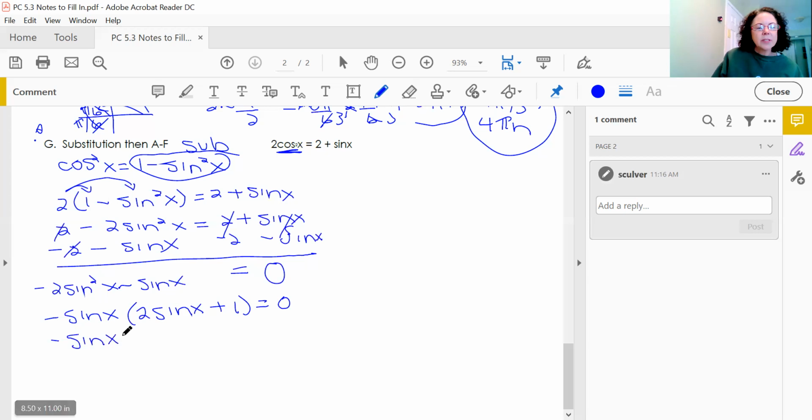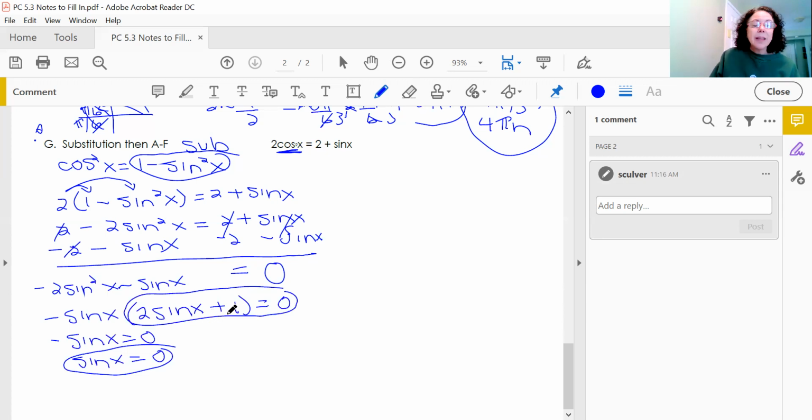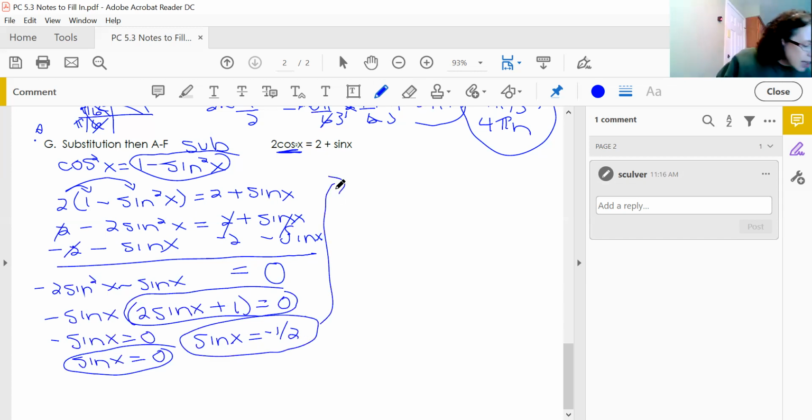Negative sine of x equals 0. And when I multiply or divide both sides by a negative 1, I have sine of x equals 0. I am one step away from having the solutions to x. Now, we're getting pretty good at this. 2 sine of x plus 1 equals 0. Let's subtract a 1 and divide by 2. I am one step away from having the solutions here. Okay, I think we've done sine of x equals a negative 1/2. Haven't we? No, I'm not sure. That's okay. We're just going to go ahead and do it anyway, right?